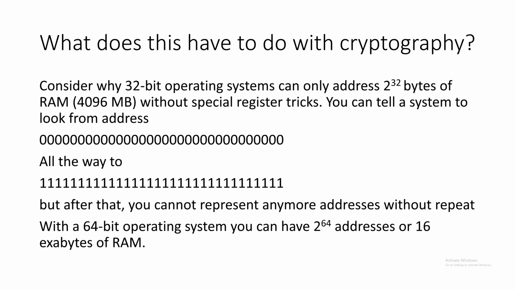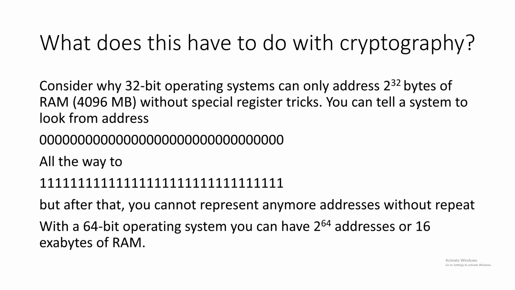So another thing to do with having a limited number of representations is to consider why 32-bit operating systems can only address 2 to the power of 32 bytes of RAM without special register tricks. I mean, you can put two registers together and read the address out of both of them. There's all kinds of wonky things you can do to get around it.